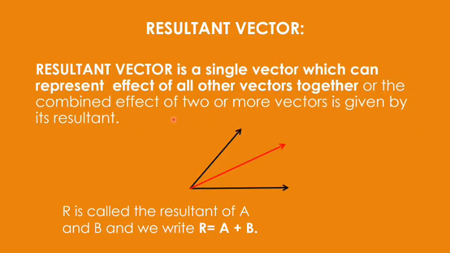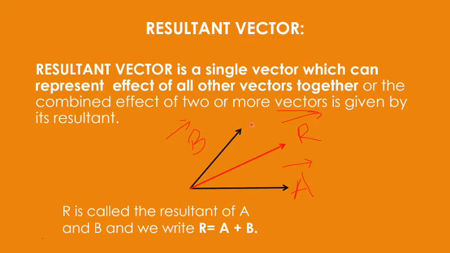If I have two vectors, this is one vector, if I write here A vector, this is B vector, then the resultant taken here is the R vector. Resultant vector, of course, you should be aware, is a single vector which produces the same effect as two or more other vectors.